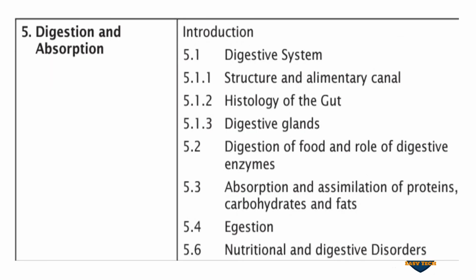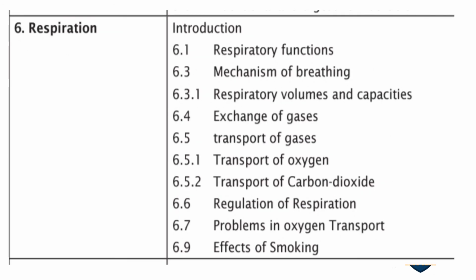Next, digestion and absorption, chapter 5. 5.1 digestive system, 5.1.1 structure of alimentary canal, 5.1.2 histology of the gut, 5.1.3 digestive glands, 5.2 digestion of food and role of digestive enzymes, 5.3 absorption and assimilation of proteins, carbohydrates and fats, 5.4 egestion, 5.6 nutritional and digestive disorders.